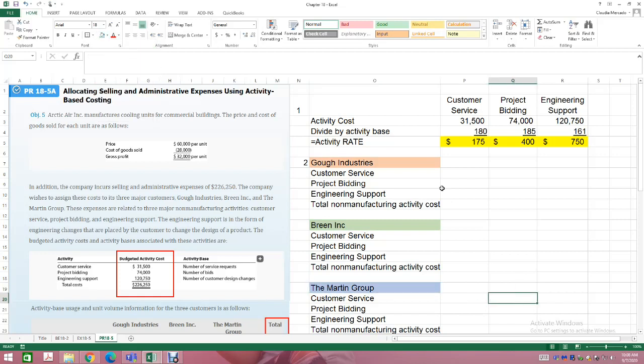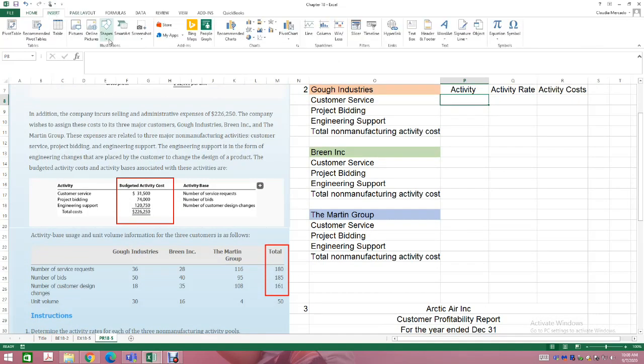Okay? So let's start with our customer service. Okay? So here I'm going to have my activity. And then I'm going to have my activity rate. And then here I'm going to have my activity costs. That way we know what we're doing. Okay, so for the activity for Go, we're going to be looking down here, and we're doing Go. Okay, right here.